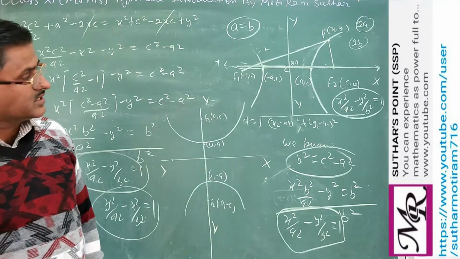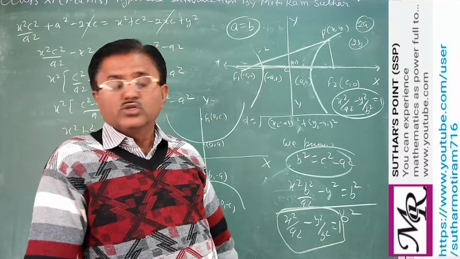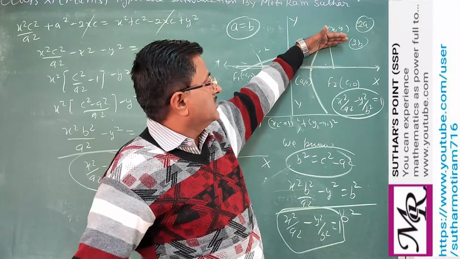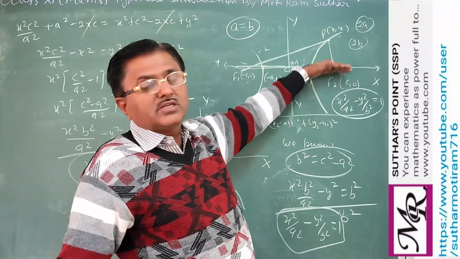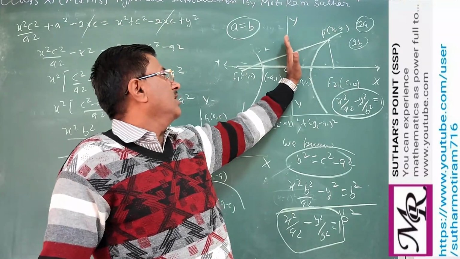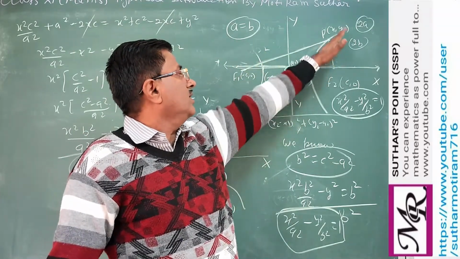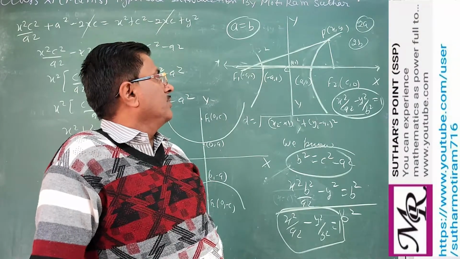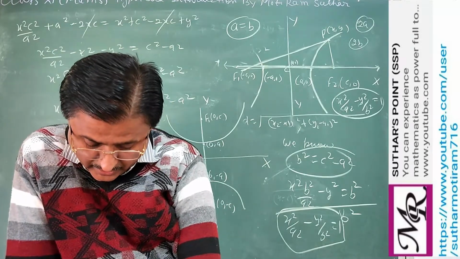Firstly, the hyperbola is symmetric with respect to the x-axis and y-axis. So this hyperbola is symmetric about the x-axis: whatever the shape is above the x-axis will be the same below the x-axis. Similarly, whatever curve is toward the left side of the y-axis is the same on the right-hand side. So one can say the hyperbola is symmetric about both the coordinate axes.